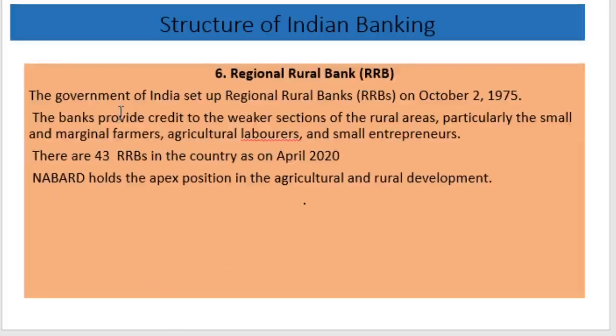Another category of scheduled banks is regional rural banks. The Government of India set up regional rural banks, popularly known as RRBs, on 2nd October 1975. The major objective of regional rural banks is to provide credit facilities to the weakest sections of the rural area, particularly small and marginal farmers, agricultural laborers, and small entrepreneurs. We have nearly 43 RRBs in the country as on April 2020. The RRBs get financial aid from NABARD.